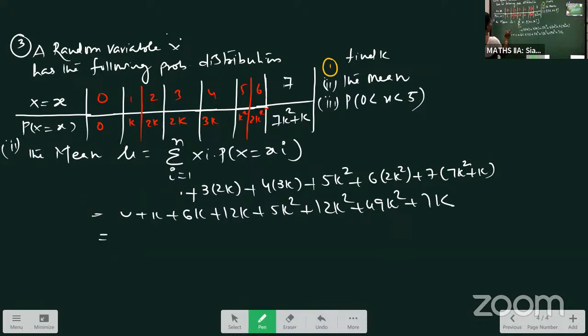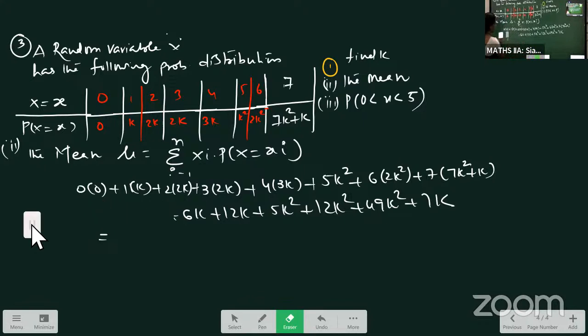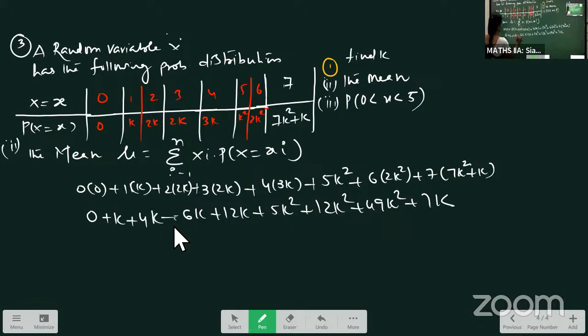0 into 0 plus 1 into k plus 2 into 2k. I have missed this here. 0 into 0 plus 1 into k plus 2 into 2k were left out. So this is becoming 0 plus k plus 4k plus.